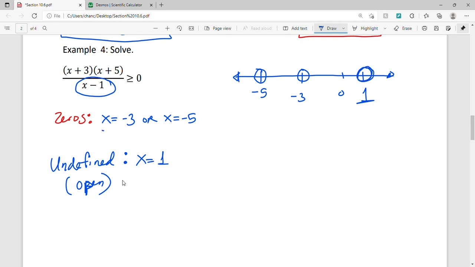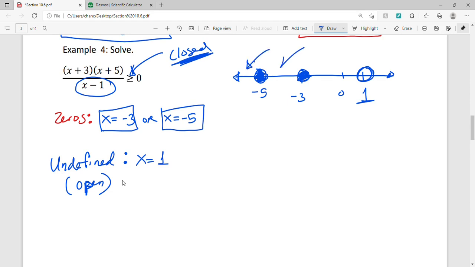But for negative 3 and negative 5, these are closed circles. The reason they're closed circles is because of the inequality. This tells me it's closed because it includes 0. Now we have 4 regions. We're looking to the left of negative 5, between negative 5 and negative 3, between negative 3 and 1, and to the right of 1.